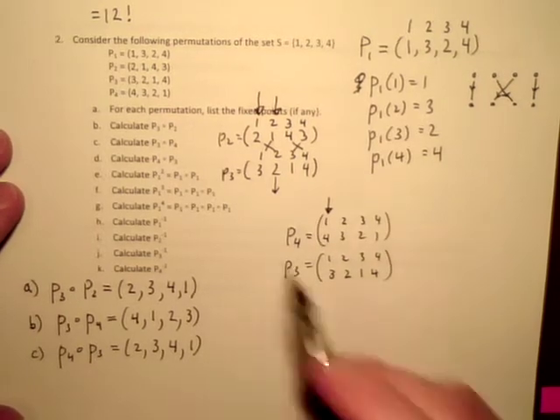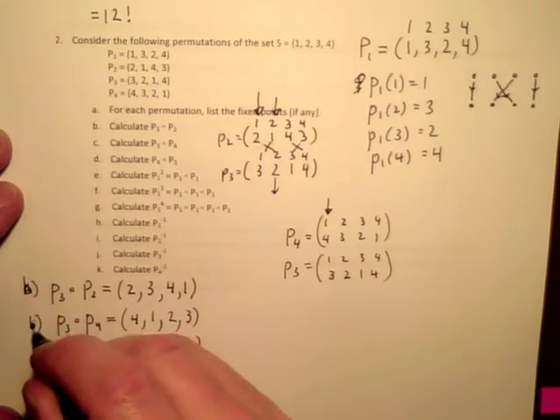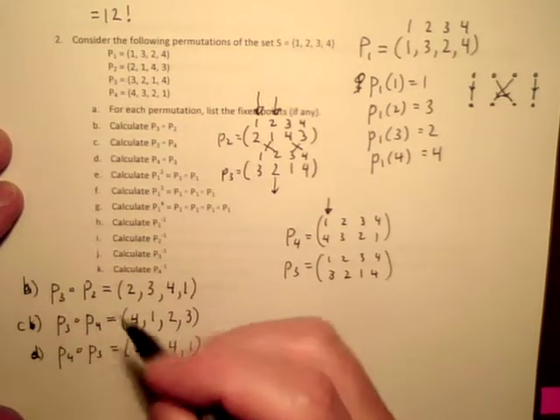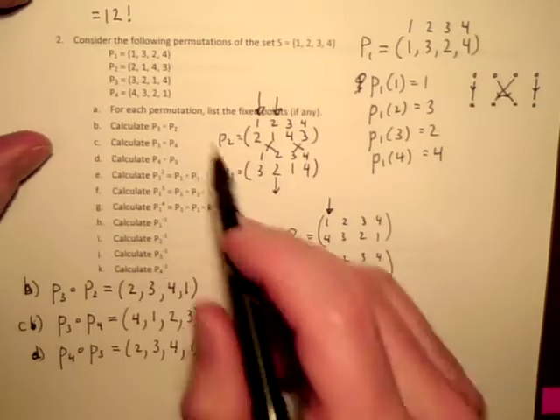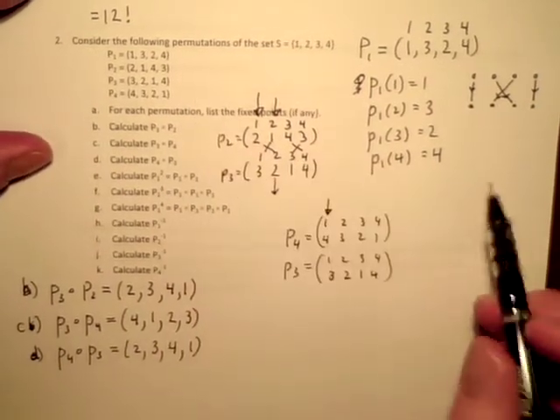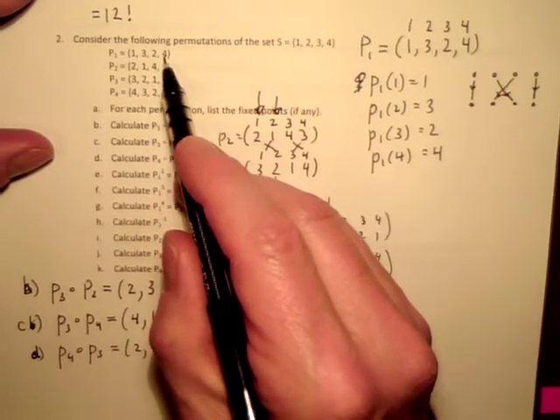Let's see. Oh, I forgot to. This is actually parts B, C, and D. Part A asks for fixed points, if any. We're looking for a 1 in the 1 spot, a 2 in the 2 spot, a 3 in the 3 spot, or a 4 in the 4 spot.